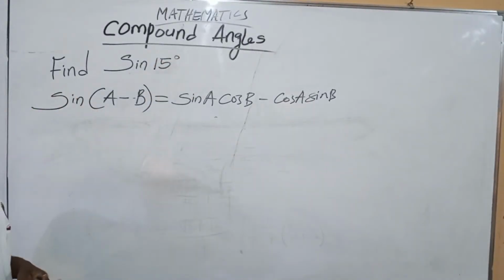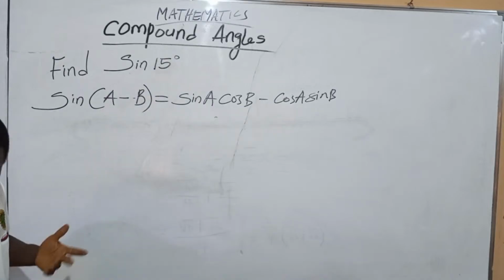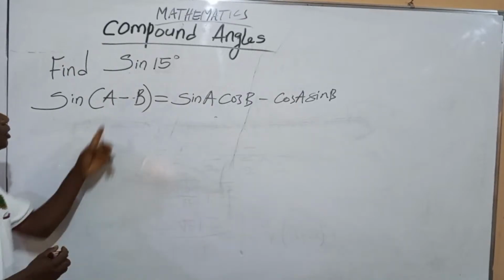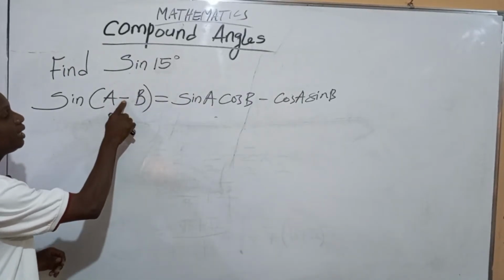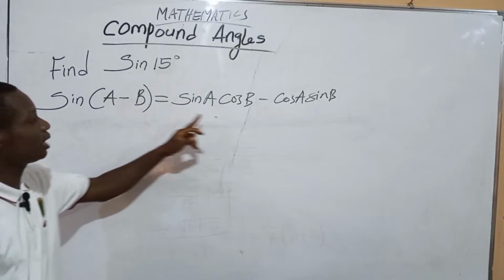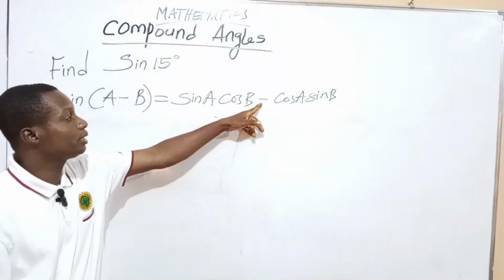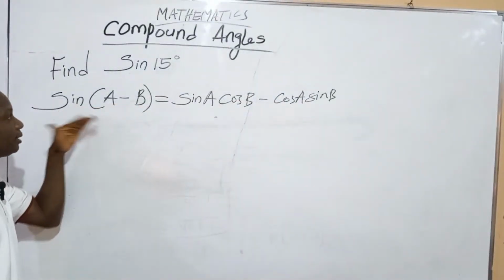Find sine 15 degrees. Instead of 75 degrees, what we now have is what? 15 degrees. For 15 degrees, this sign changes to minus instead of plus. So the sign here becomes minus. It's the same pattern, the same method.